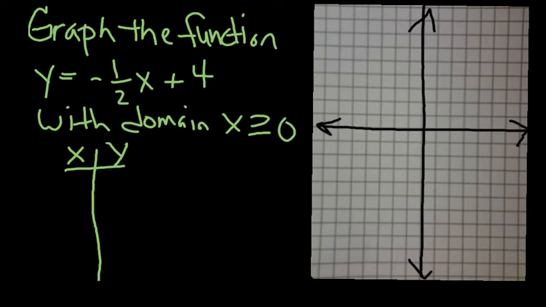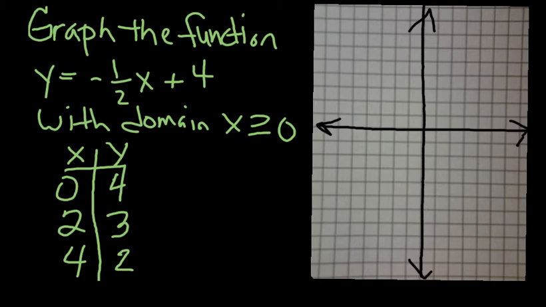So first, I'm going to start with 0, because 0 times negative 1/2 is 0, plus 4 is 4. And then I'm going to use 2. The reason I skipped 1 is 1 is going to give me negative 1/2. It's going to be harder to graph. 2 is going to give me negative 1. So negative 1 plus 4 is 3. Then I'm going to use 4. 4 times negative 1/2 is negative 2. Negative 2 plus 4 is 2.